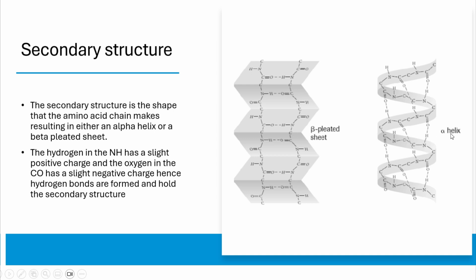Or it could form an alpha helix here, which is a branched kind of structure where the hydrogen bonds are coming off like that, where my mouse is here. That's called an alpha helix. These two things, beta pleated sheet and alpha helix, are part of the secondary structure. The hydrogen in NH has a slight positive charge, and the oxygen in the CO has a slight negative charge, due to electronegativity. Hence hydrogen bonds are formed and hold the secondary structure.